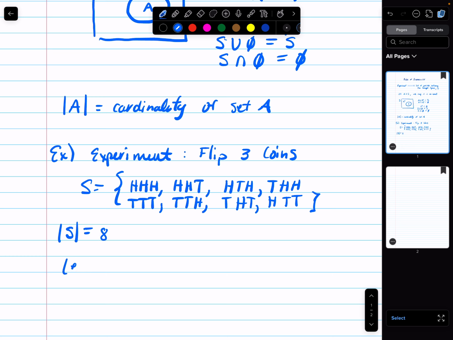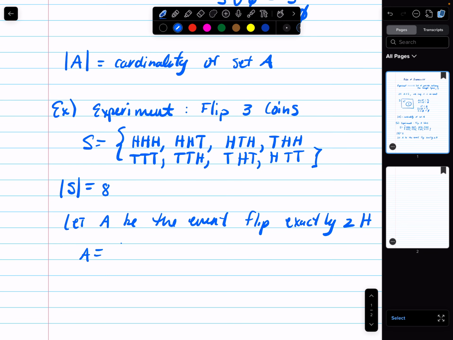And let's say let A be the event that we flip exactly 2 heads. So then A would consist of, it's a subset of our sample space, HHT, HTH, THH. And we see here that the cardinality of set A is equal to 3.